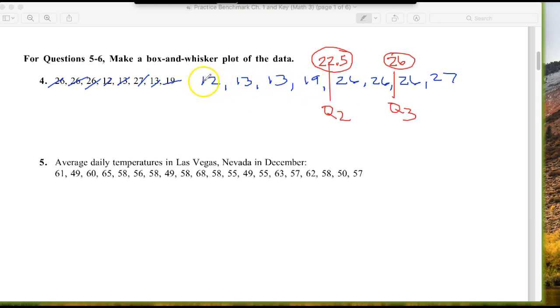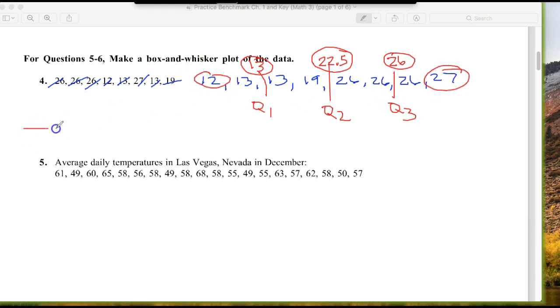And then your lower quartile will be the median of the lower half. There's 4 values. It'll be right here in the middle. So it will be 13, the same, because the average of 13 and 13 is 13. That will be quartile 1. Now we've found all our quartiles, and our whiskers go to our highest value and our lowest value. Our highest value is going to be 27 and our lowest value will be 12.